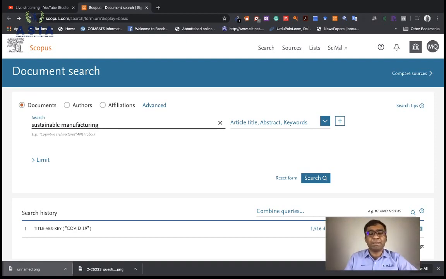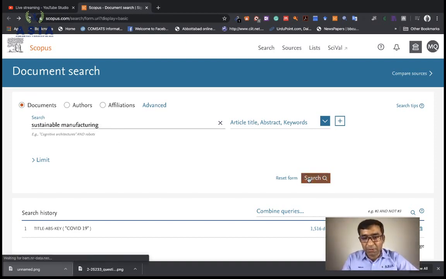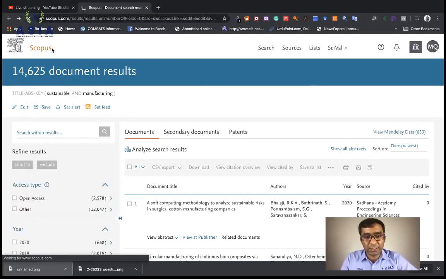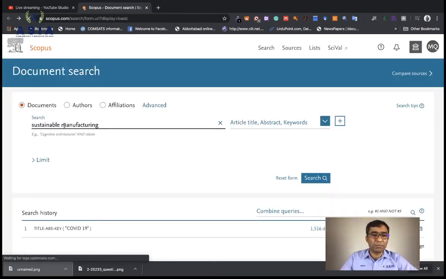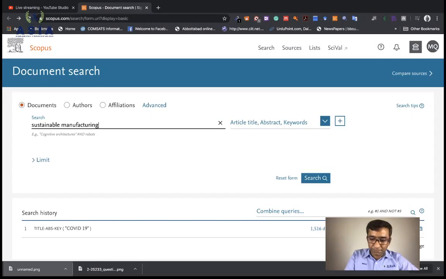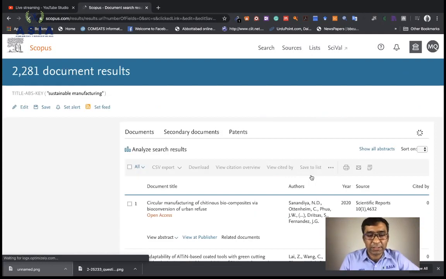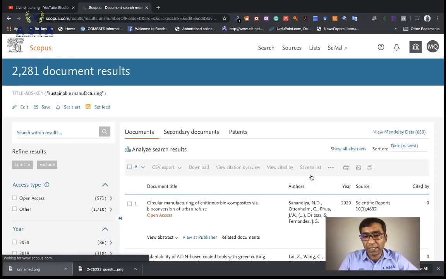Let's move to "sustainable manufacturing". If I search without entering any inverted commas, I receive 14,625 articles. But if I use inverted commas before and after this keyword, the studies would be a lot fewer. You can see that from 14,000 it is now only 2,281 studies.